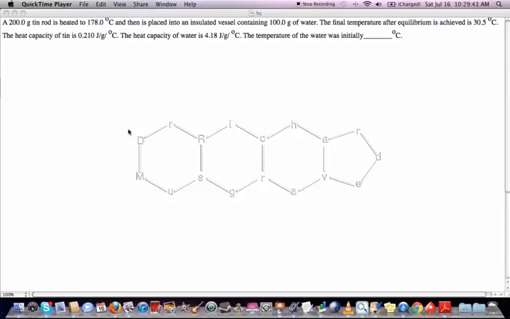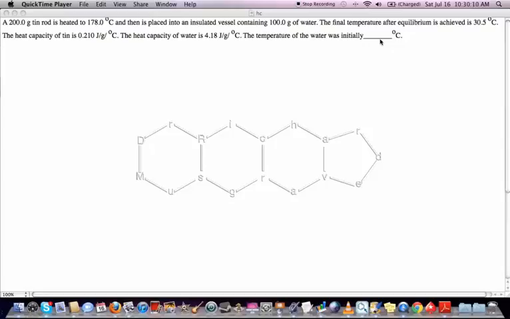Now let's look at another heat capacity problem example. In this case, we've got a 200.0 gram tin rod dropped in, it's at 178.0 degrees Celsius. It's dropped into a vessel containing 100.0 grams of water. The final temperature is 30.5 degrees Celsius. And the heat capacity of tin is given, and the heat capacity of water is given. The initial temperature of the water is what we're going to be looking for.